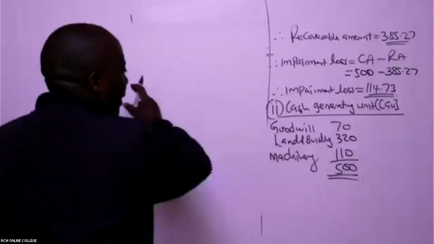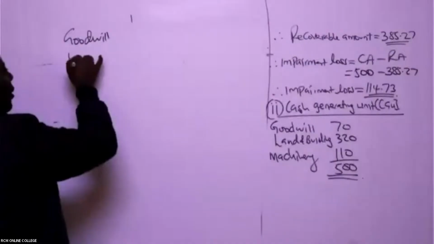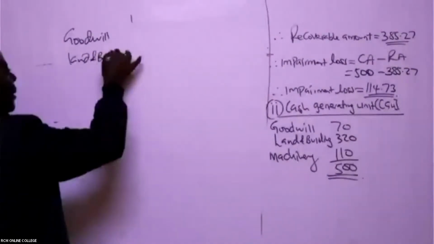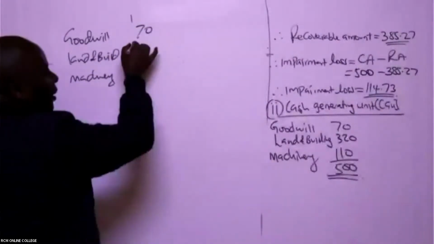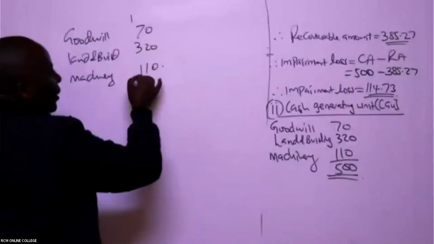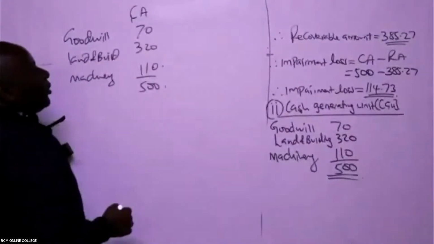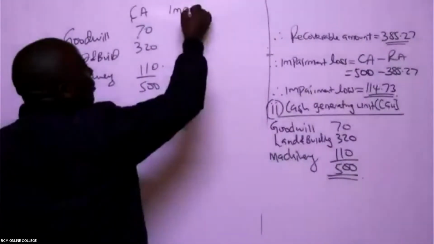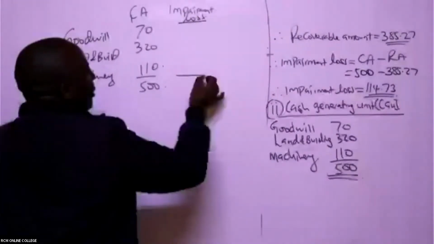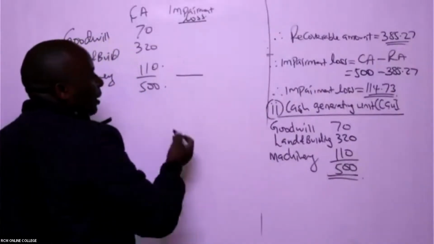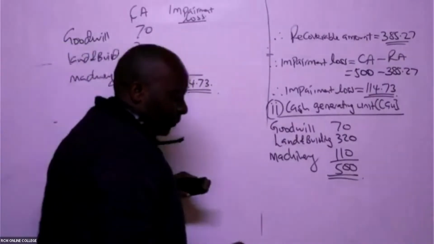Allow me to write this here. So we have goodwill. We have land and buildings. We have machinery. So this is 70, 320, 110, giving 500. So remember, these are the carrying amounts. So create a column in between for impairment loss. And the impairment loss, you've told me, is 114.73.